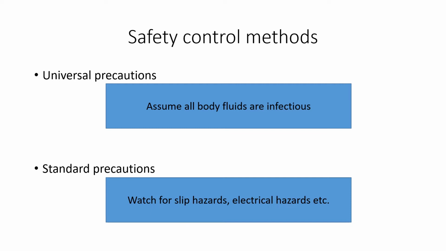Also, we want to follow standard precautions. Standard precautions means that we want to watch for slip, trip, and fall hazards, electrical hazards, and things like that. Some safety control methods that we can use to prevent exposure to infectious substances would be things like hand washing, and these are preventive tactics according to the CDC. Hand washing, wearing gloves, wearing face protection, and then how we dispose of sharps.